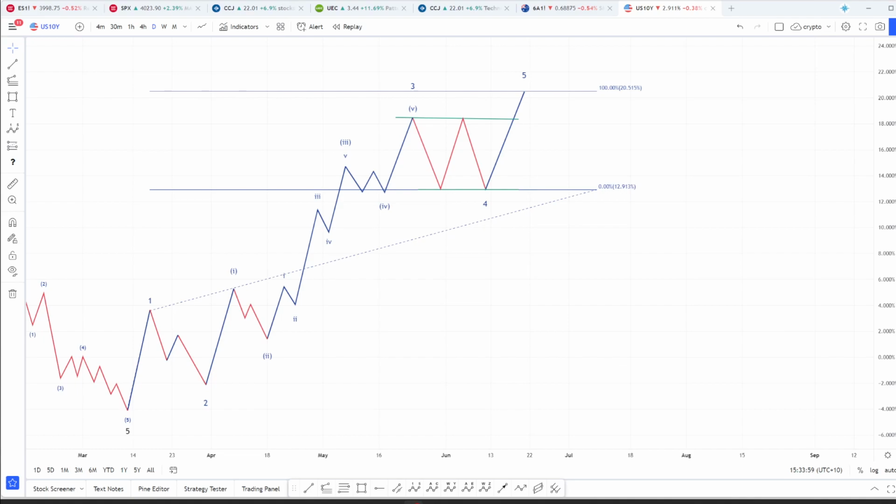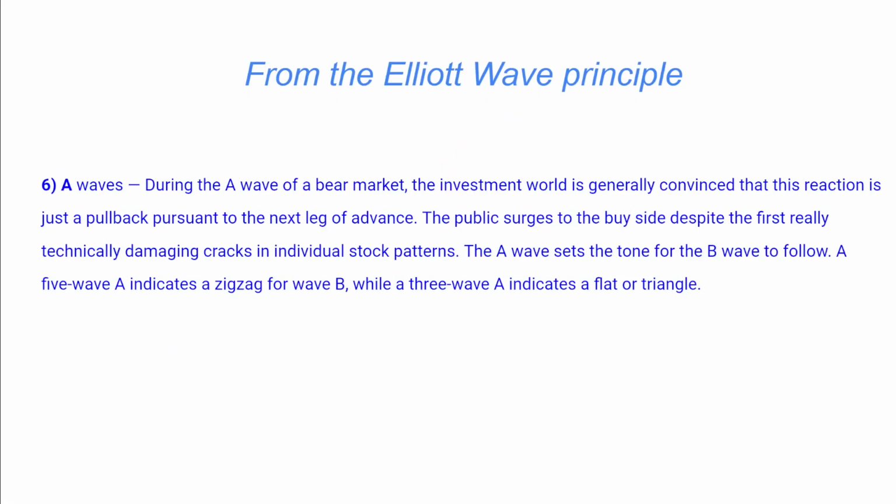Now let's move on to the corrective waves. A waves. During the A wave of a bear market, the investment world is generally convinced that this reaction is just a pullback pursuant to the next leg of the advance. The public surges to the buy side despite the first really technically damaging cracks in individual stock patterns. The A wave sets up the tone for the B wave to follow. A five-wave A indicates a zigzag for wave B, while a three-wave A indicates a flat or a triangle.